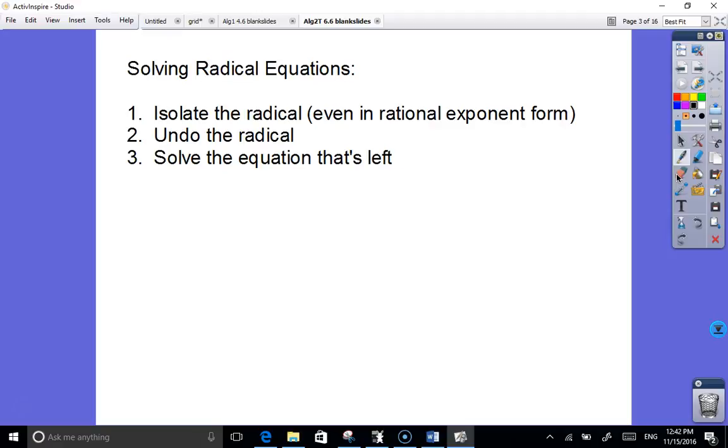And I didn't add this last one here. You could say check. But that'll come up later, and we'll talk about why, when it is you really have to check. So it's three pretty concise steps: isolate, undo, solve.